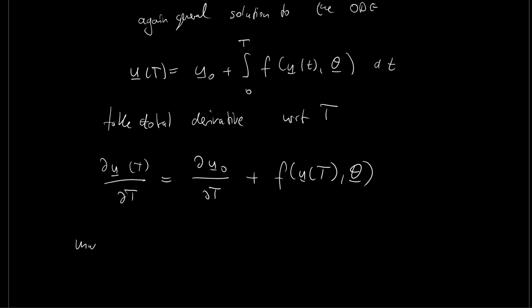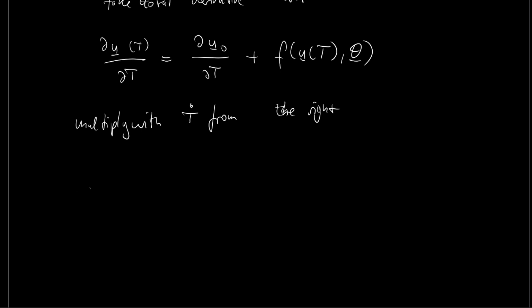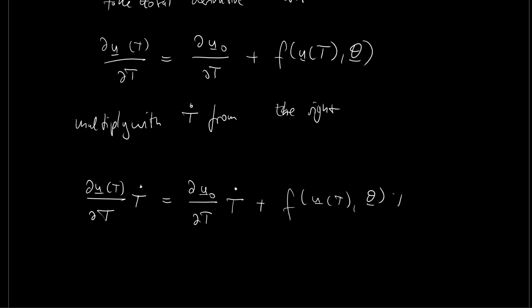Okay, then similar to before, we multiply with T dot from the right. It's a little bit of an overstatement to call that a Jacobian because we just derive with respect to a scalar, but still we are not interested in this, in quotation marks, Jacobian, but in the multiplication of that with the tangent. So then we will get the derivative of u at capital T with respect to capital T multiplied with the tangent on capital T. And then we have the derivative of u0 with respect to capital T multiplied with capital T dot, plus this expression, f of u at capital T and theta multiplied with theta dot.